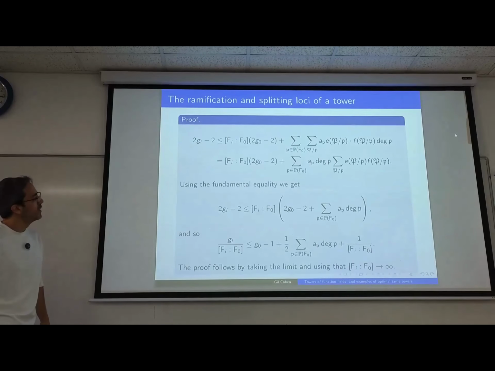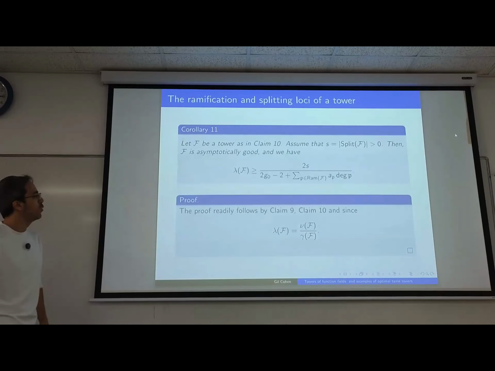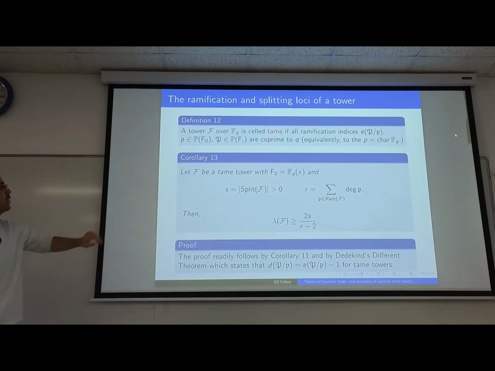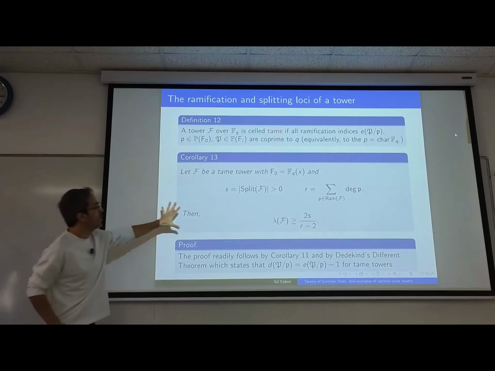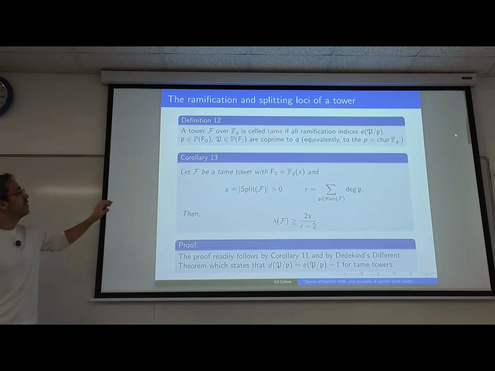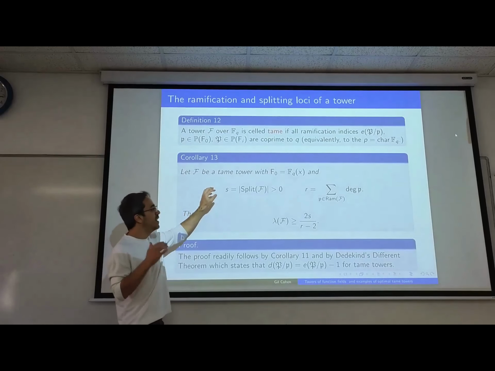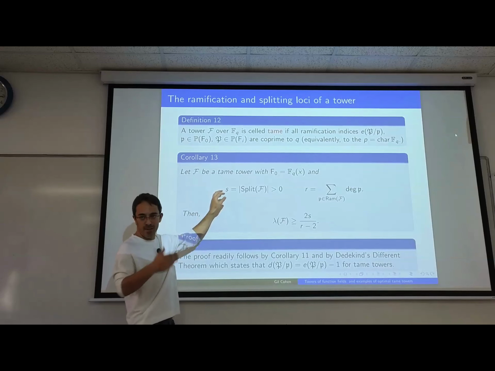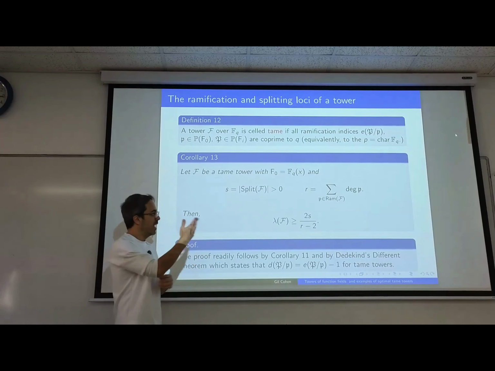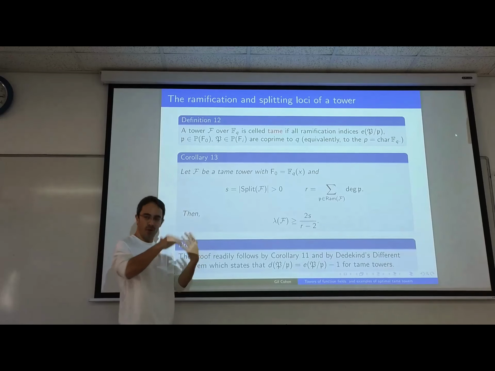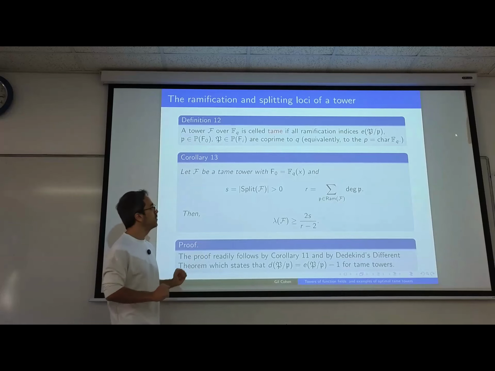And then we did stuff, well, actually mostly stated stuff, some calculations. But then we arrived at this corollary, which is nice. It tells you that if you have a tame tower, which means that the ramification index is never divisible by the characteristic, which happens if, for example, the degree extension is smaller than the characteristic. That's good.